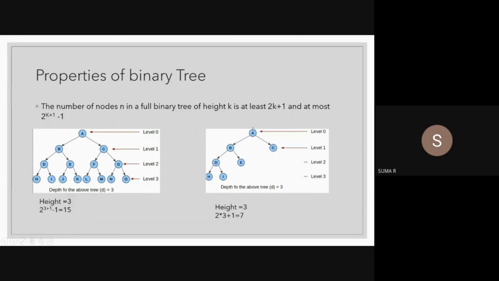Now we see its height is 3, and it contains at least 2k plus 1. So 2 into 3 plus 1, 6 plus 1, 7. So 7 nodes are available in this one. 1, 2, 3, 4, 5, 6, 7. Okay, so the equation is found to be proved.